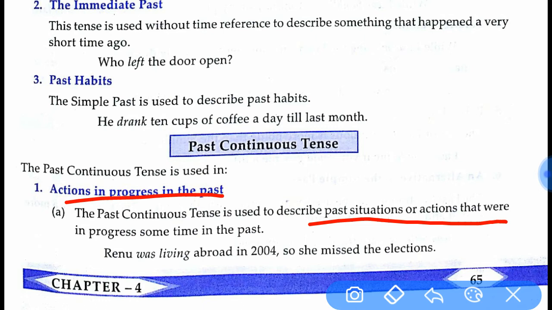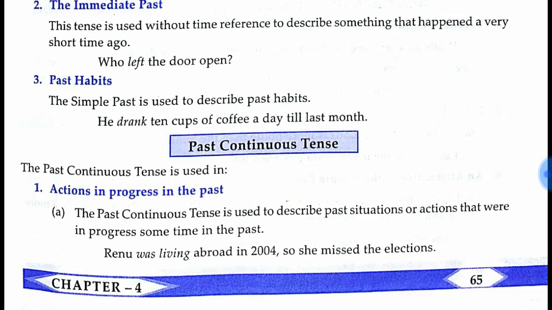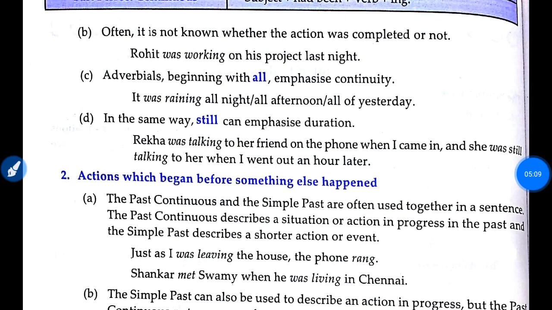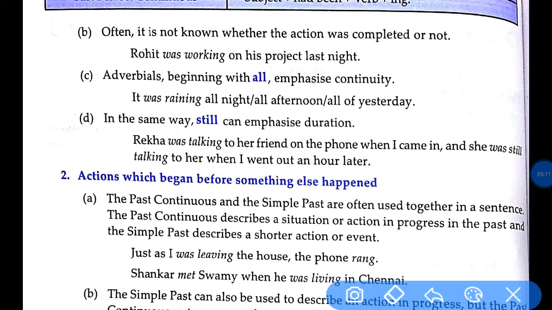For example, Ranu was living abroad in 2004, so she missed the election. So she was living abroad in 2004, but not now. So it is for an action that is over in the past. Second example in the same.